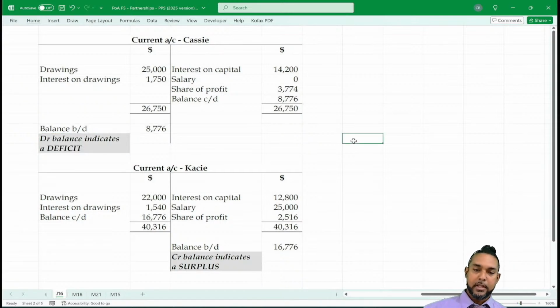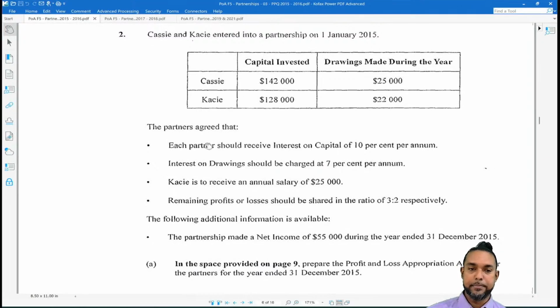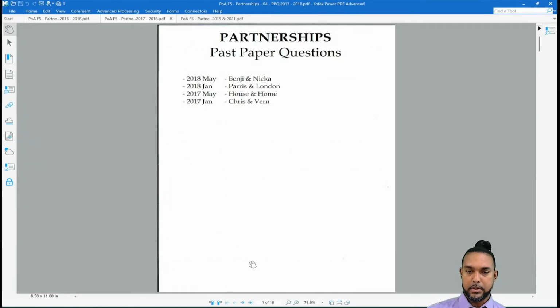Okay, so folks, those are the current accounts for Cassie and KCC. The next question was in May 2018. Let me pull that up, print it out. All right, that's Benji and Nico.